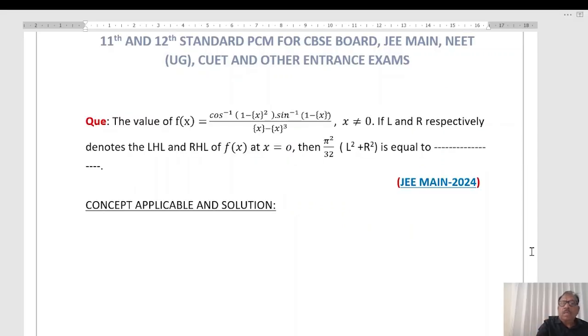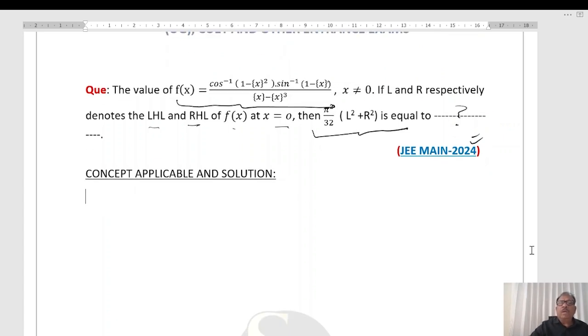Question: the value of f(x) is cos inverse of (1 minus integral part) into sine inverse of (1 minus integral part), for x not equal to 0. If L and R are the left hand limit and right hand limit of f(x) at x equal to 0, then you have to find the value of this. You have to fill in the blank. This question is taken from JEE Main 2024. Let's start the question.